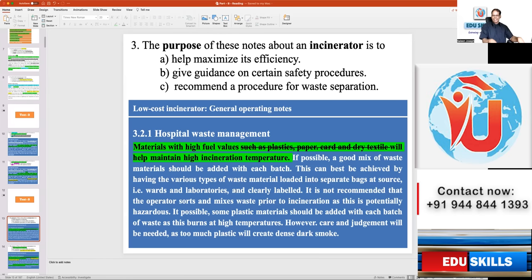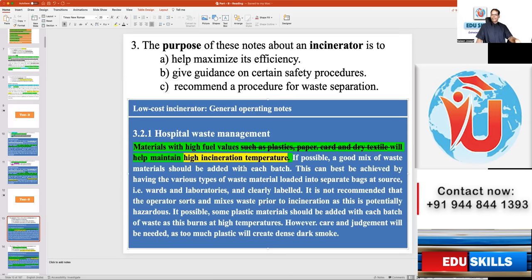That's why I said the topic sentence is important. And here, what is the controlling idea? High incineration temperature. Efficiency, temperature. If you understand that, you know how to maximize its efficiency. So this is a topic sentence.